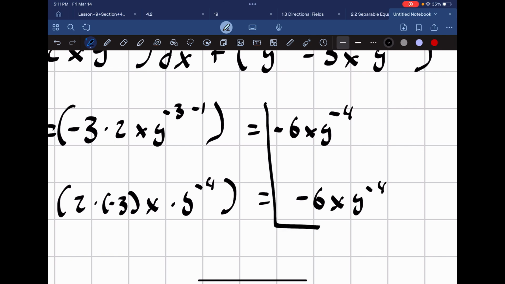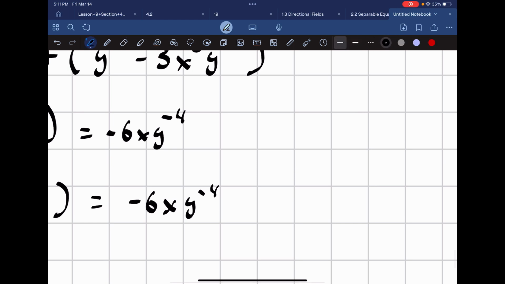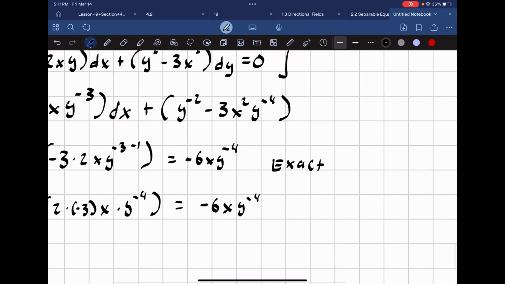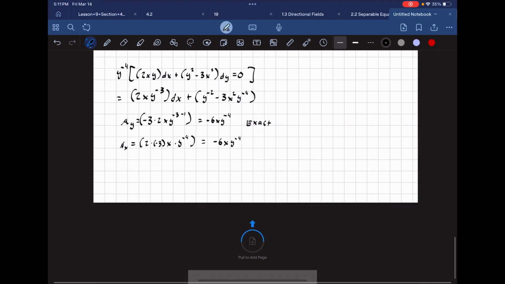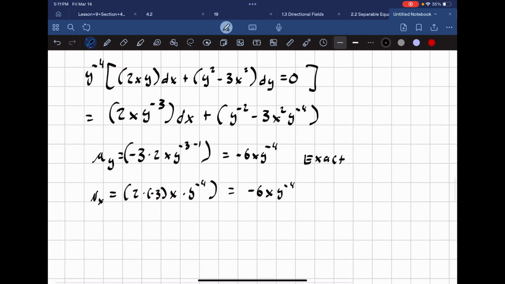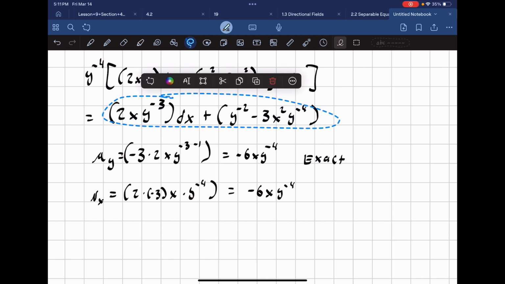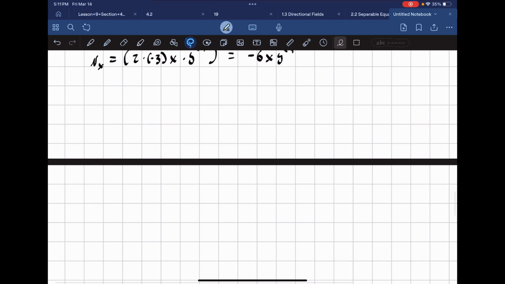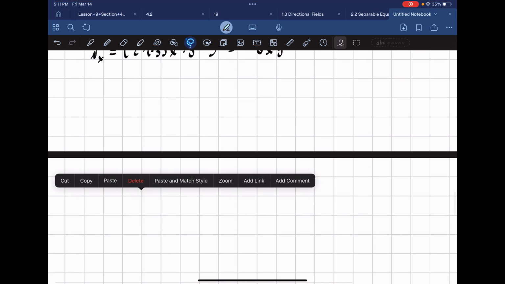And as you can see here, this is exact, right? So exact. Now we could solve this differential equation. Since this is exact, we get this function.